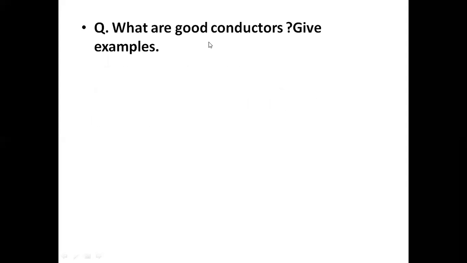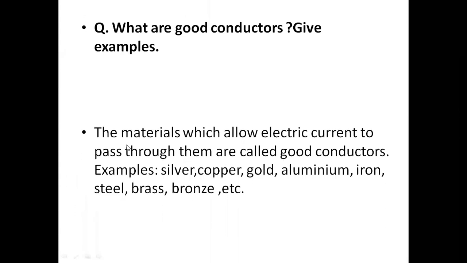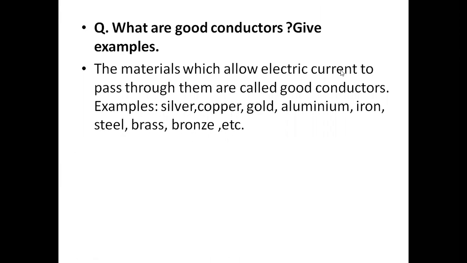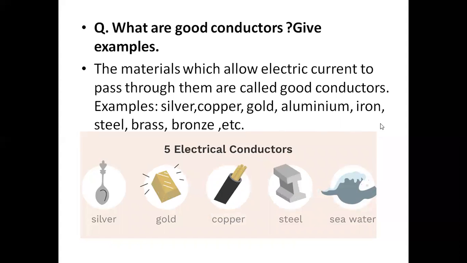Okay. With respect to electric current, we can classify the materials, the substances into two major types. The first one, good conductors and poor conductors. Which one we say good conductors? The materials which allow electric current to pass through them are called good conductors. With respect to electricity, the substances which allow electric current to pass through them are called conductors. The well-known examples are silver, copper, gold, aluminium, iron, steel, brass, bronze, and so on.